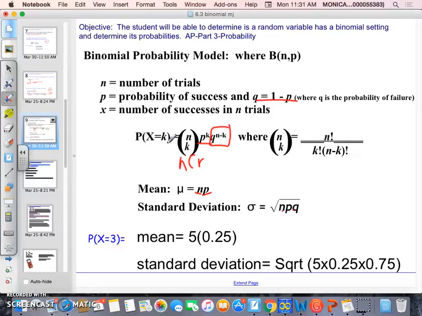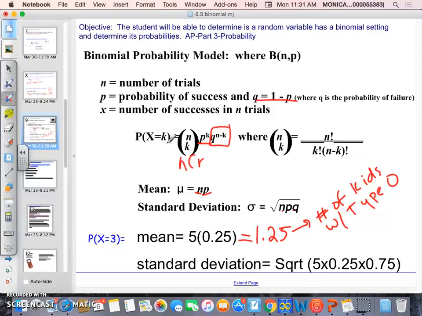So in our example that we've been looking at, if I wanted to find the mean for type O blood type, you just multiply 5, because there were 5 kids, times the probability of success, which is 0.25, and you get 1.25, and so this is the number of kids with type O that's expected.